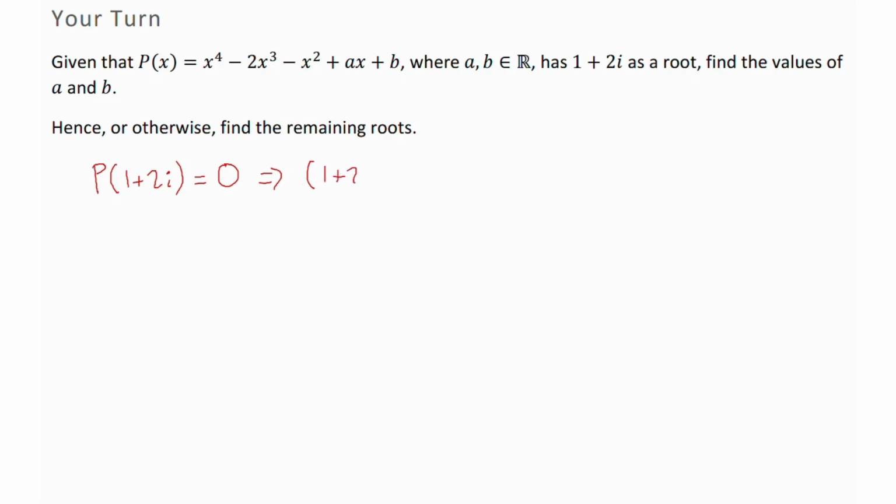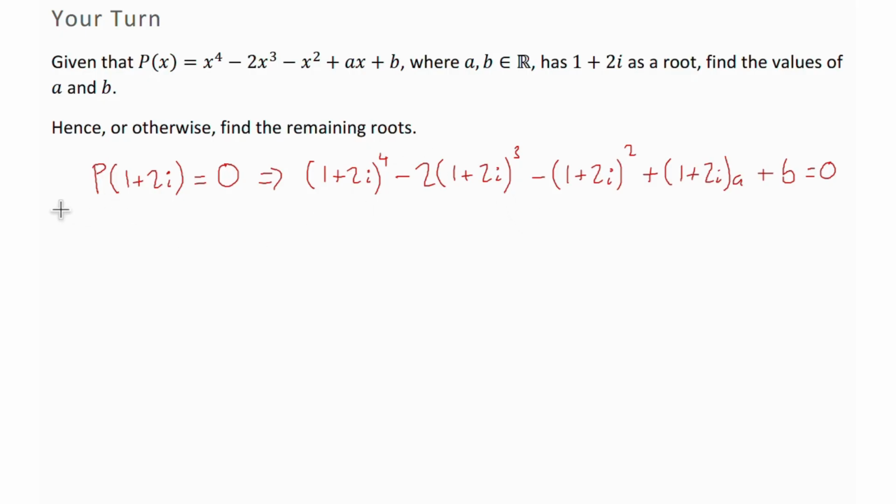So that means that 1 plus 2i to the power of 4 minus 2 times 1 plus 2i to the power of 3 minus 1 plus 2i squared plus 1 plus 2i times a plus b has to be equal to 0. And that's a pretty long and complicated equation to be solving without a calculator specifically. So can we try and do this another way? Because we don't really want to have to use the binomial expansion on these various times. So can we find another way to do it?